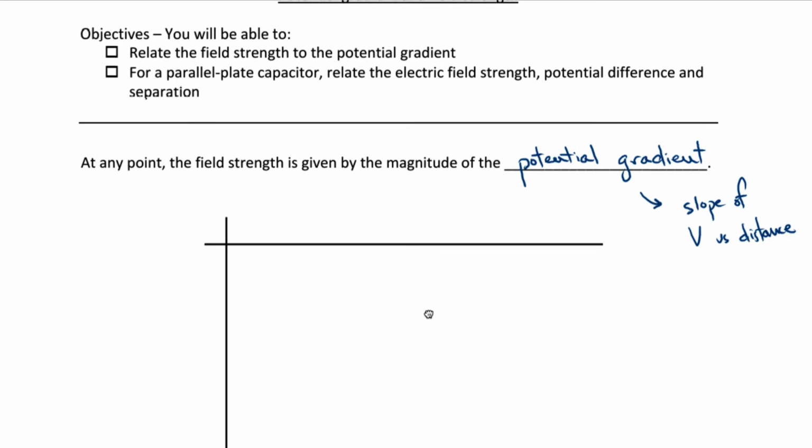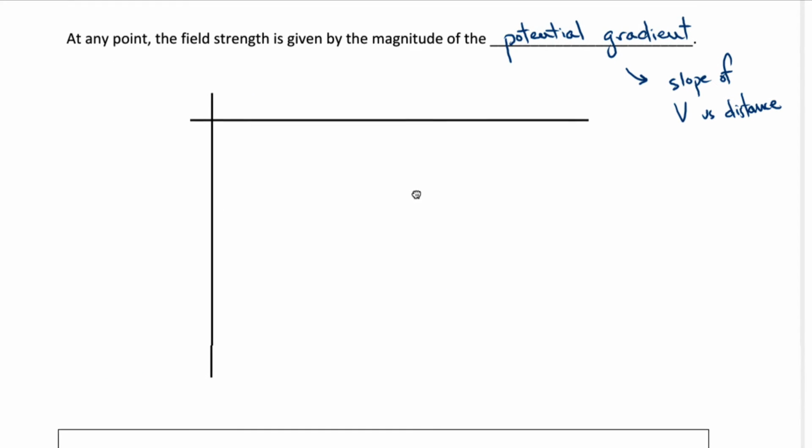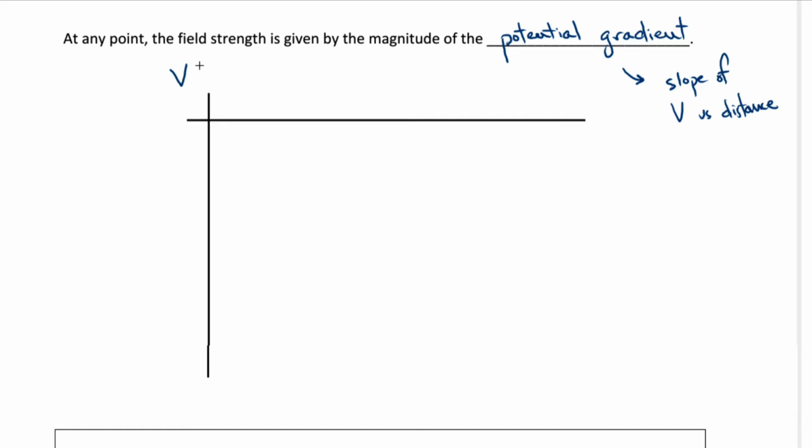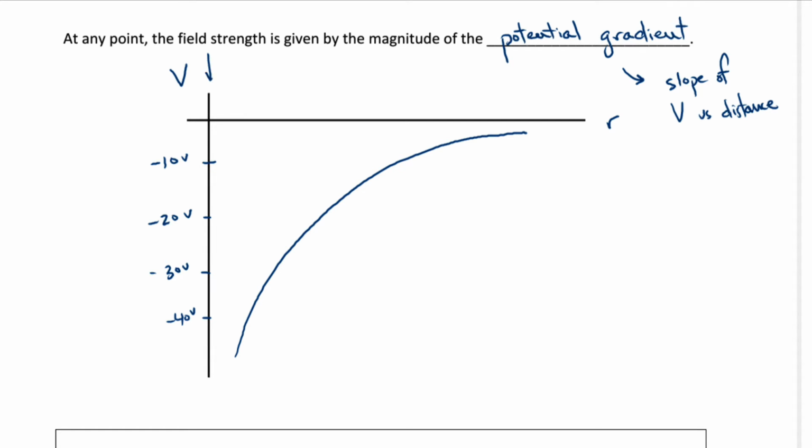If I now draw that topographical map in profile, then what I'm doing is I'm graphing potential versus distance from that central charge. And so I'd see something that looks like this. Again, it's like a cross-section through the topographical map we just looked at. And I can put some numbers on here. I'll just make some up. So let's say that's negative 10 volts, negative 20 volts, negative 30 volts, negative 40 volts. And so our central negative charge would be somewhere over here at r is equal to 0.